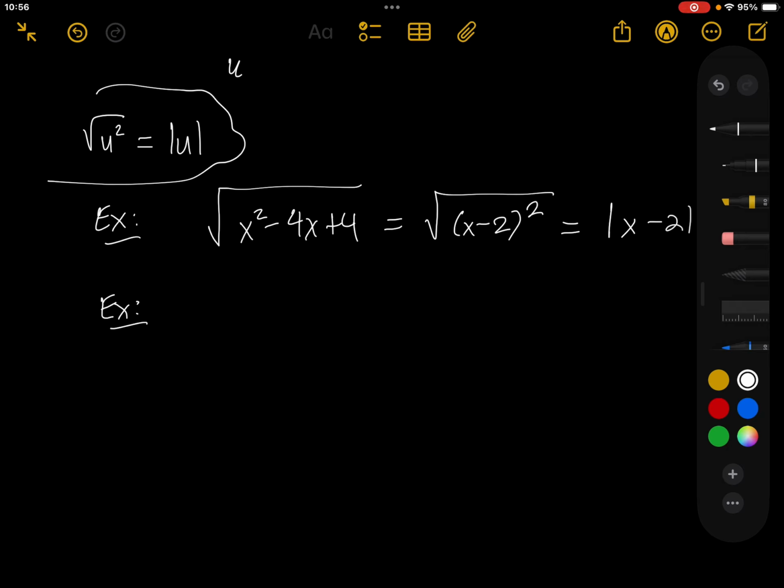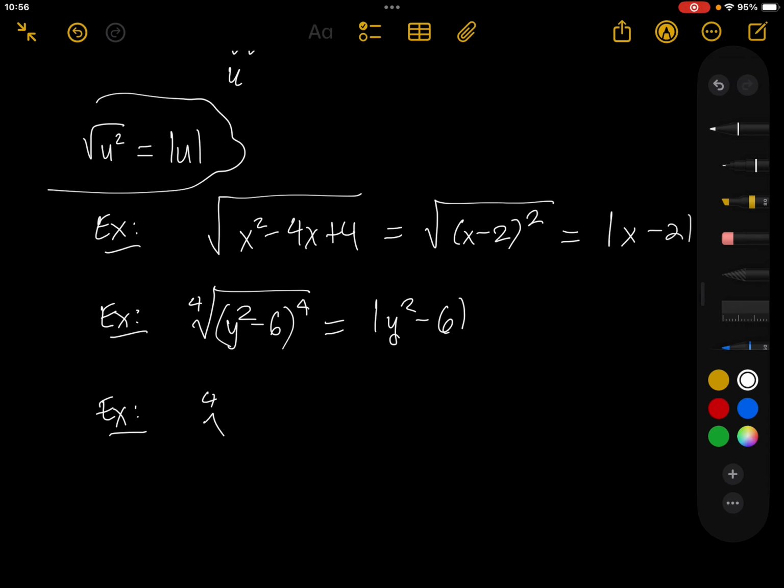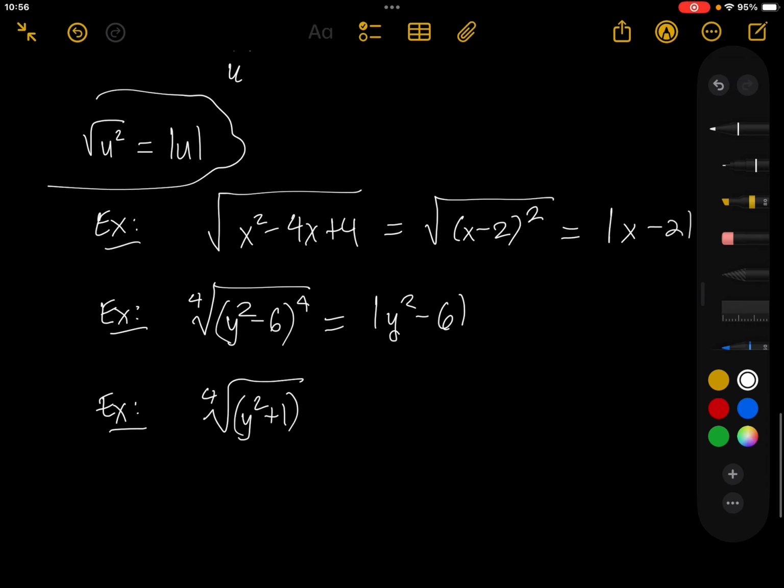Let's do a few more examples. The fourth root of y squared minus 6 raised to the fourth power. So I'm taking y squared minus 6, raising that to the fourth power, and taking the fourth root of that. That is going to be the absolute value of y squared minus 6. What if I had the fourth root of y squared plus 1 raised to the fourth power? Well, that's going to be the absolute value of y squared plus 1.